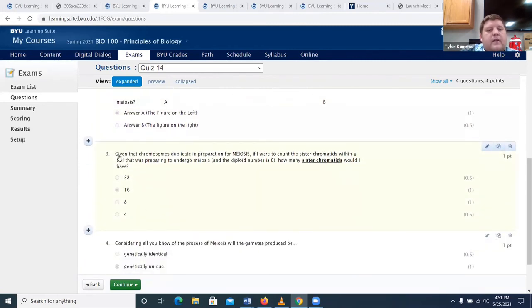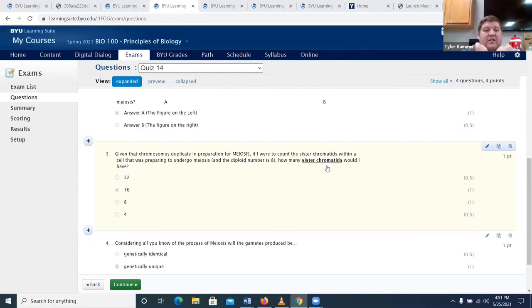All right. Given that chromosomes duplicate in preparation for meiosis, if I were to count the number of sister chromatids within a cell that was preparing to undergo meiosis, the diploid number is 8, how many sister chromatids would I have? So this is that replication part that I was talking about, right?